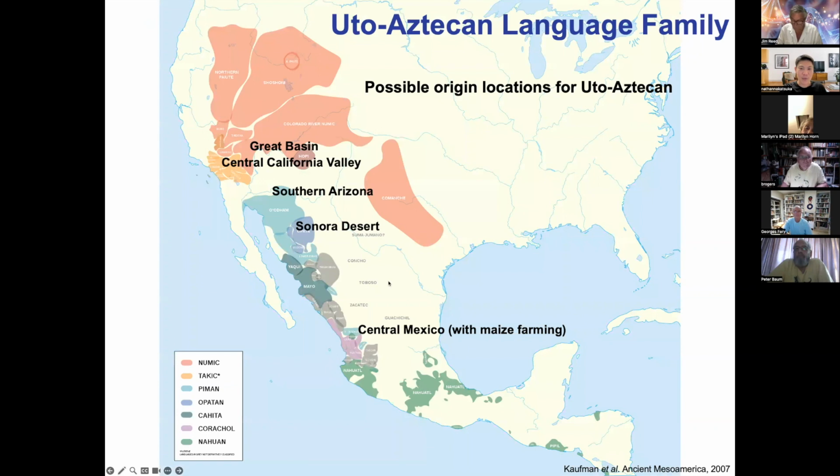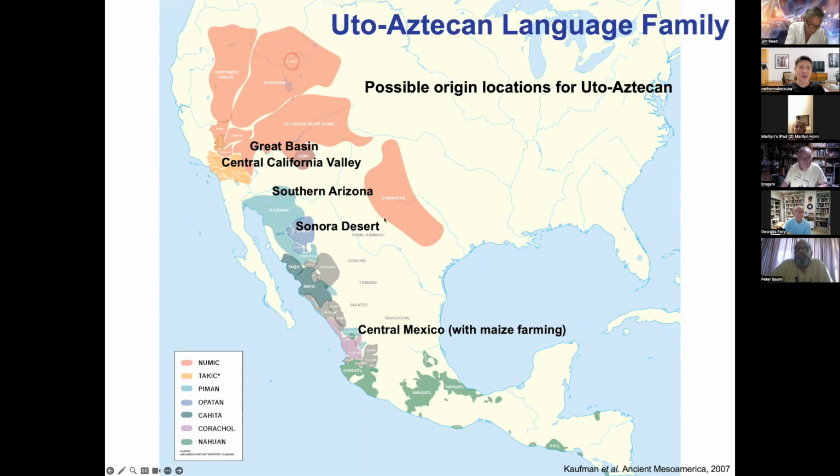So here's a broader map of the Uto-Aztecan languages. There are multiple hypotheses for where the Uto-Aztecan migrations came from. One hypothesis is that people came from central Mexico with farming, and then farming was lost in California and the Great Basin. Some linguists proposed this. Peter Bellwood and the late Jane Hill, who was a linguist, were major proponents of this hypothesis.